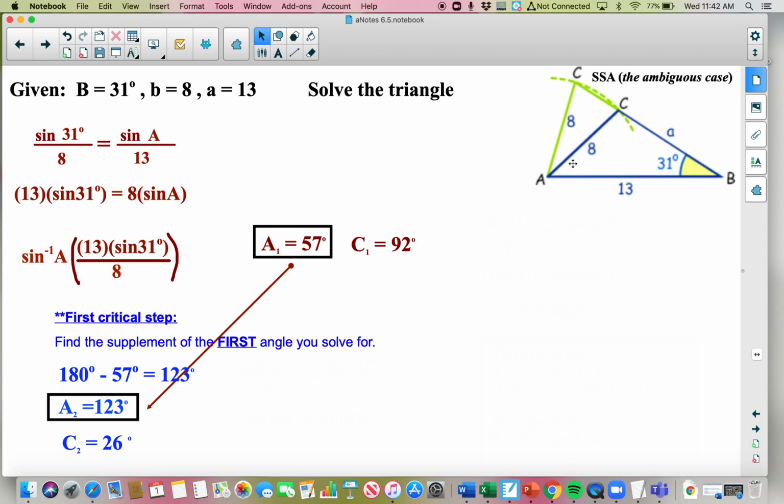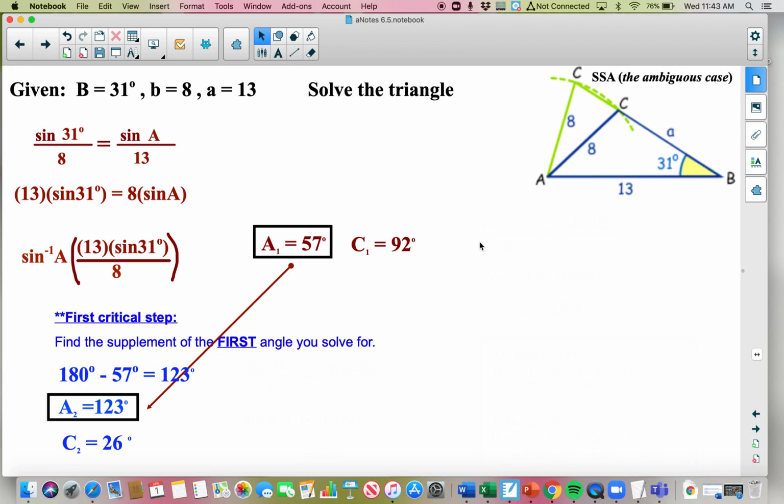So now the only thing left, I have B and B, which is fixed. I have side A, which is fixed. I found both angle A's and both angle C's. So the only thing left is to find that third side C, which would be this side for the first triangle and this side for the second triangle.